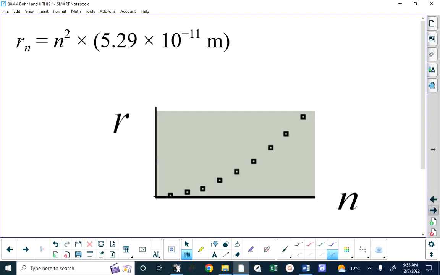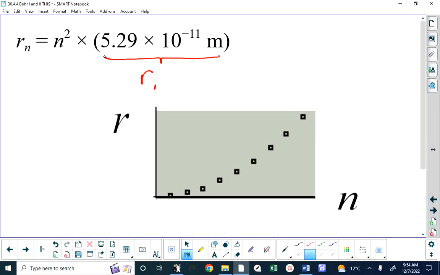And it turns out, you do not need to write this down. But this is the radius of the first orbit of hydrogen, according to Bohr. And it is true. So if I want to find the radius of the second orbit, I would multiply that by 2 squared. Third orbit, multiply it by 3 squared.